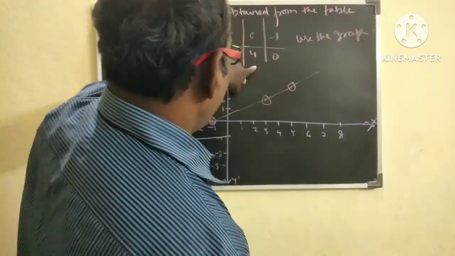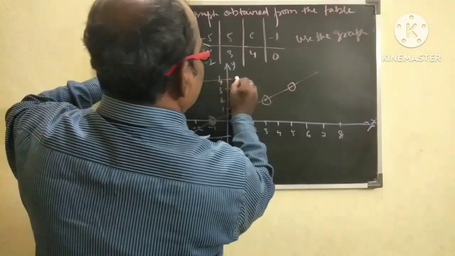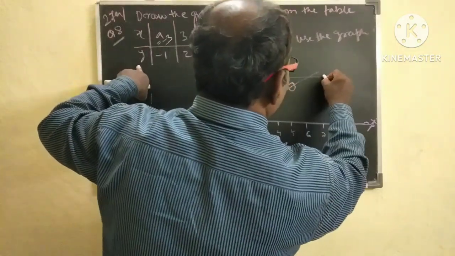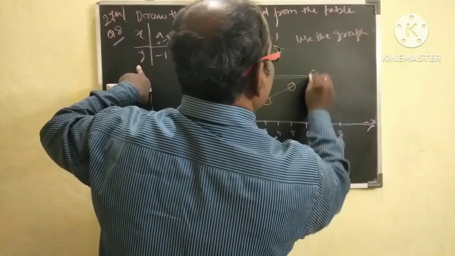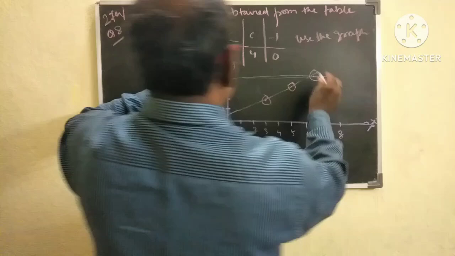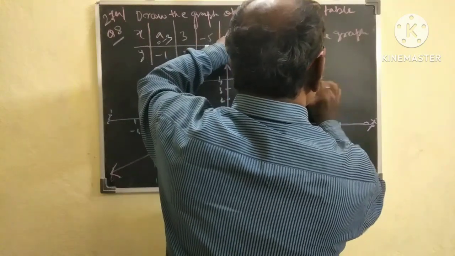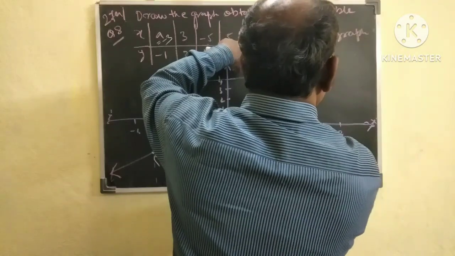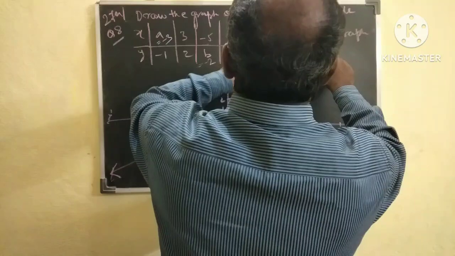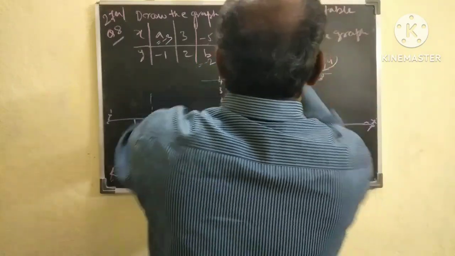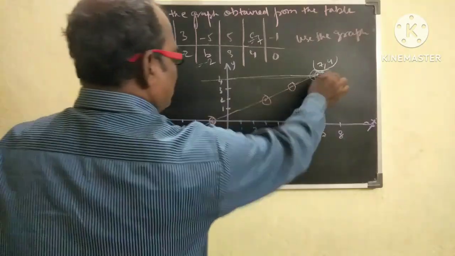Next C: y equals 4 and we have to find out C. So draw a line like this. It is coming somewhere here. That means what? This is C. Here it is 7, comma 4. So here C equals 7. So now we have got all the points from this.